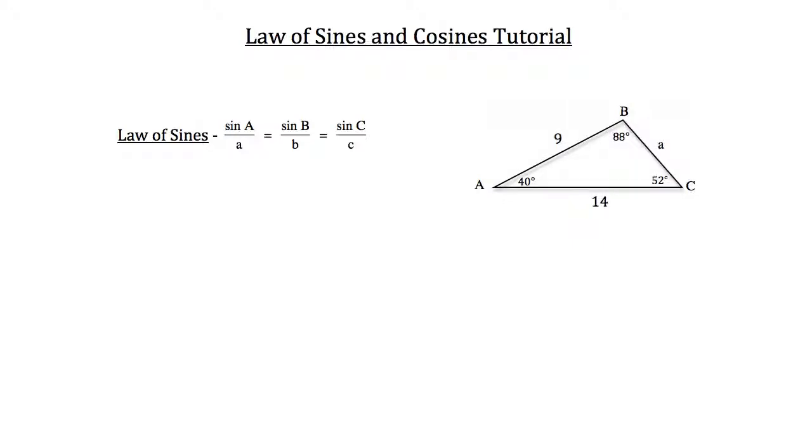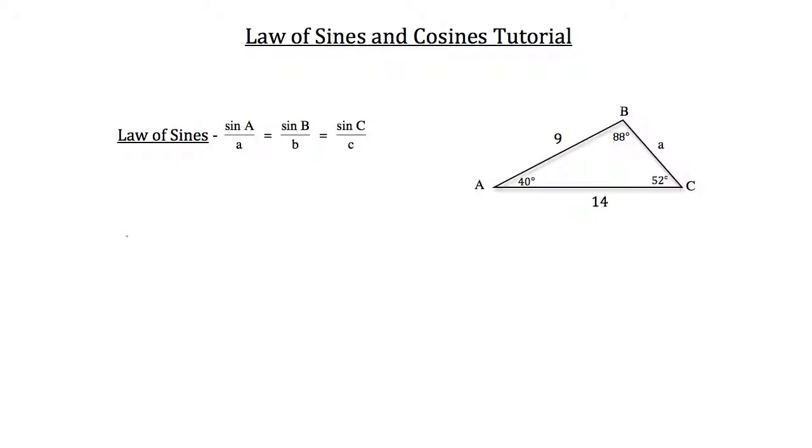In this problem, I've given you the angles of A, B, and C, and the side length of C and the side length of B. However, you're missing the side length of A. We can use the law of sines to solve for that missing side length.